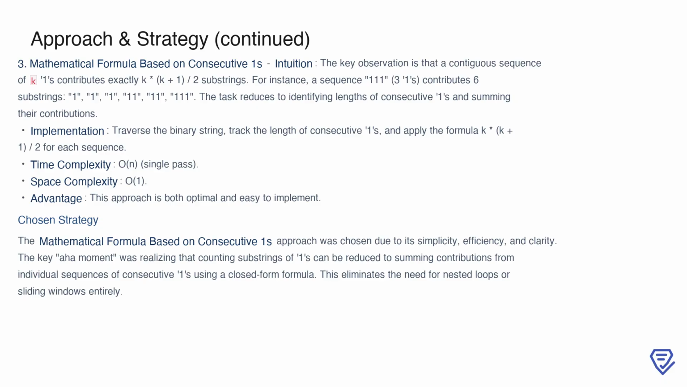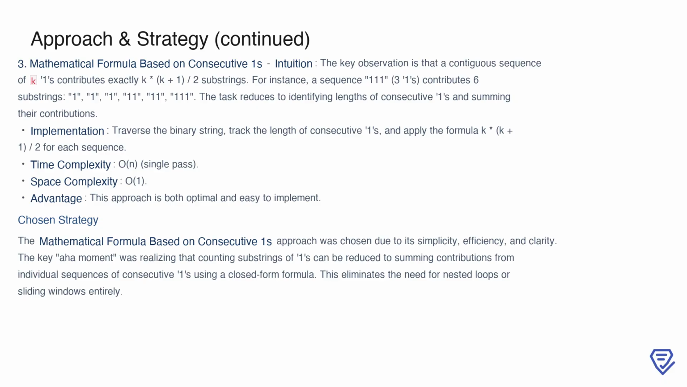This eliminates the need to generate substrings explicitly. To implement this, we traverse the string, keep track of the length of consecutive ones, and apply the formula for each sequence. This approach is optimal, with a time complexity of O(n), due to the single traversal, and a space complexity of O(1), as it doesn't require additional data structures. It's both efficient and simple to implement, making it an excellent choice for this problem.